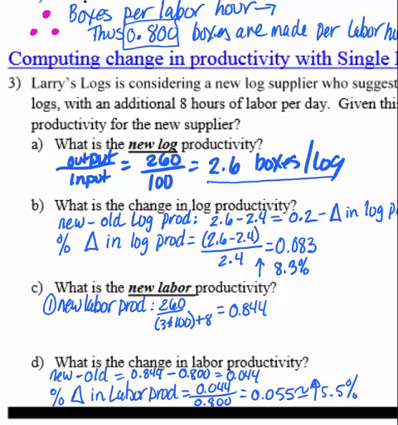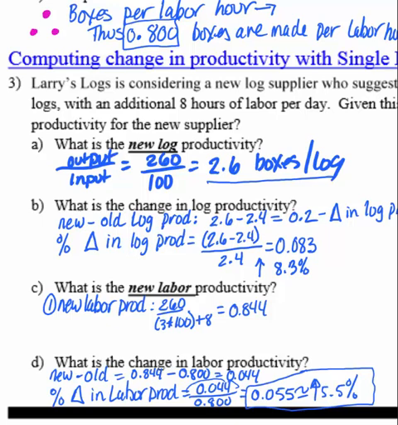And then we calculate the percent change in labor productivity. We calculate the change by taking new minus old. So we've got new minus old, 0.844 minus 0.800. That's going to be this 0.044. But then to compute the percent change in labor productivity, we've got to do the new minus old over the old. So that's what we have here. This is the change on the numerator here. And then we divide it by the old for an increase of 0.055%.